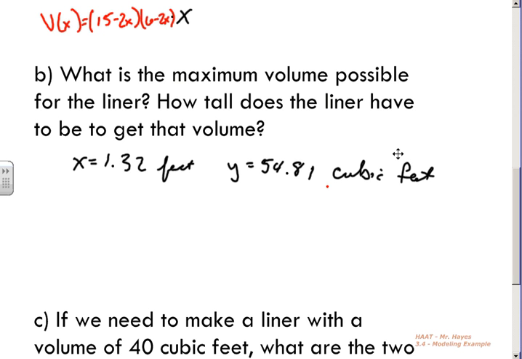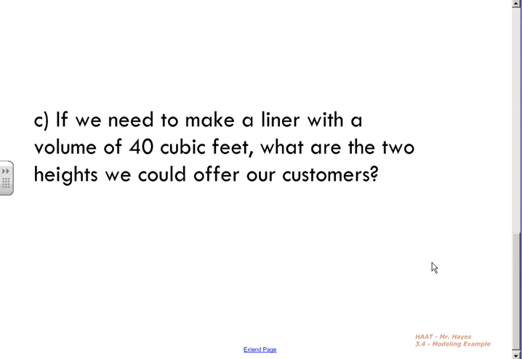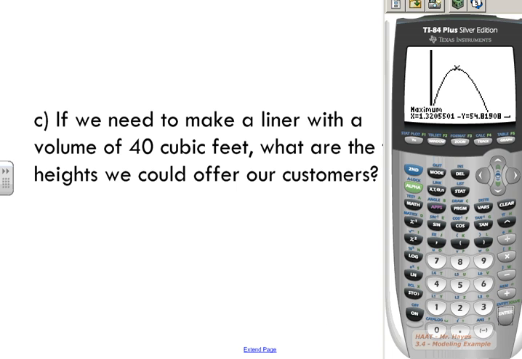Now, of course, that's kind of awkward. So the next question that they could ask you is something like this, and again, you're going to use your calculator. If we need to make a liner that has a volume of 40 cubic feet, what 2 heights could we offer our customer? So you're going to go back to your calculator. Go back to y equals. And we're going to graph y equals 40.